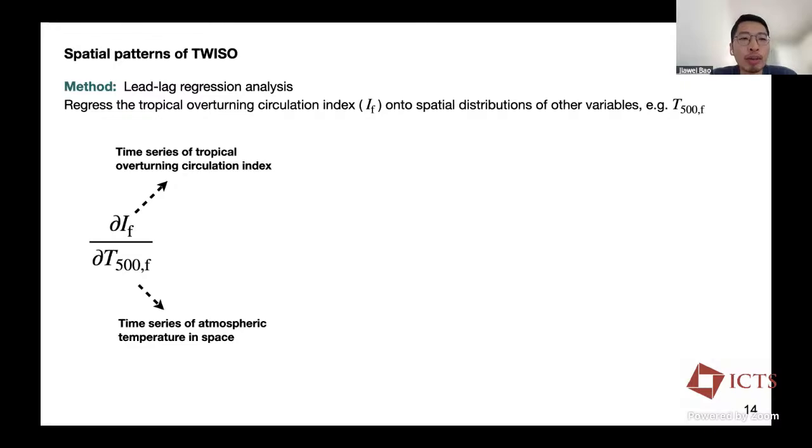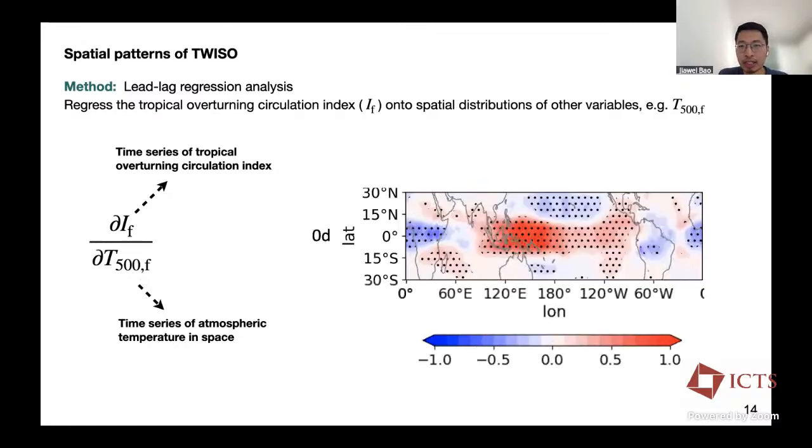So to do this, we're going to apply a lead-lag regression analysis. We regress the tropical circulation index, which is defined in the earlier slide, onto the spatial distributions of other variables. For example, here we look at 500 hectopascal temperature. So we regress the time series of the tropical mean circulation index onto the time series of the atmospheric temperature in space. This is three-dimensional in space and time. This kind of regression analysis will give us a spatial map of the regression coefficient.